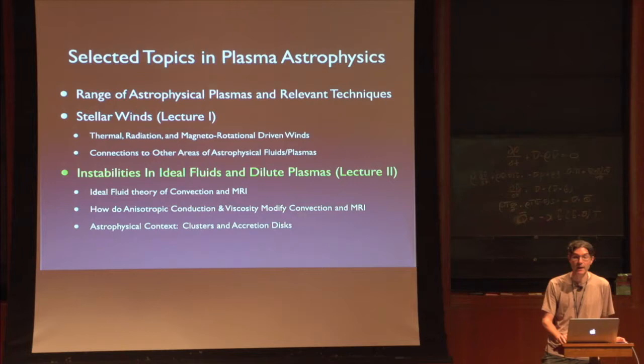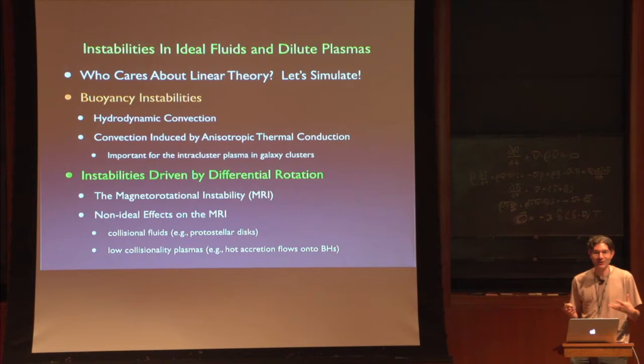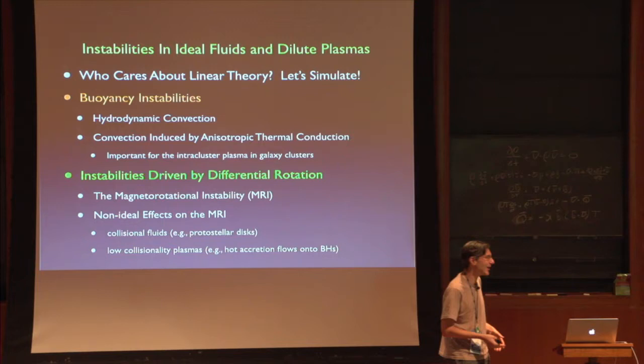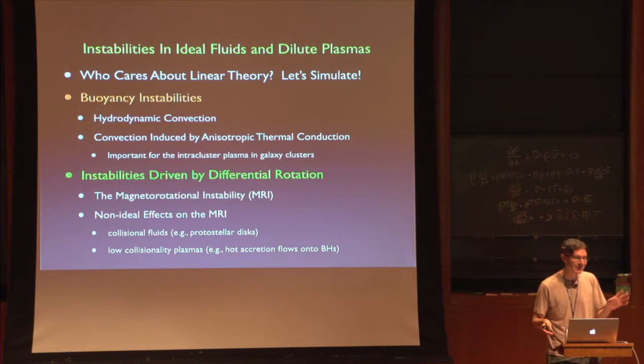We're at a workshop on numerical methods for plasma astrophysics, so I feel a little bit like I have to defend linear theory. Who cares about linear theory? Jim was very kind in his lecture, and I'm going to remember this and quote him on this, that basically numerical simulations are just studying the nonlinear saturation of linear instabilities. That's a slight paraphrase, but I added a 'just'.